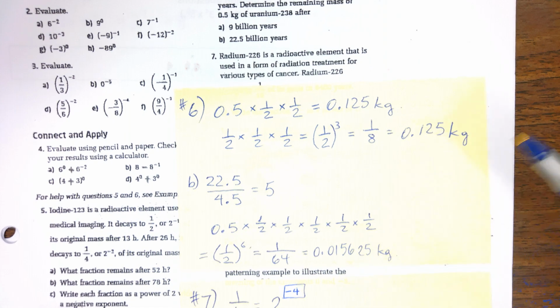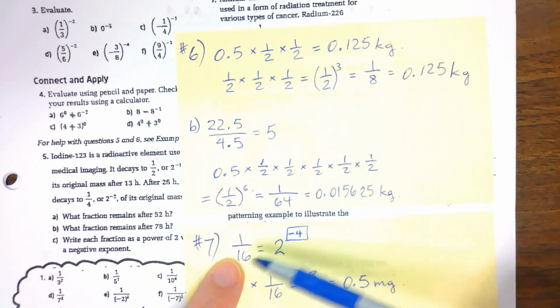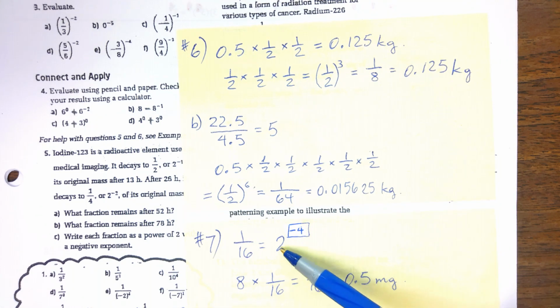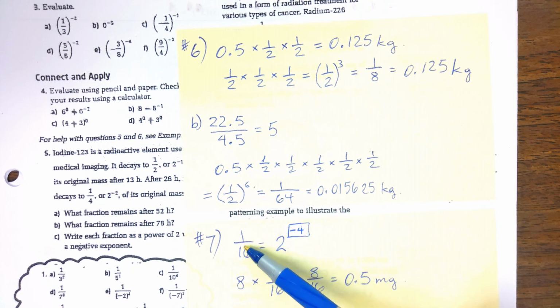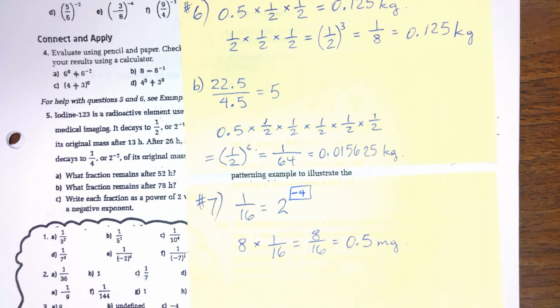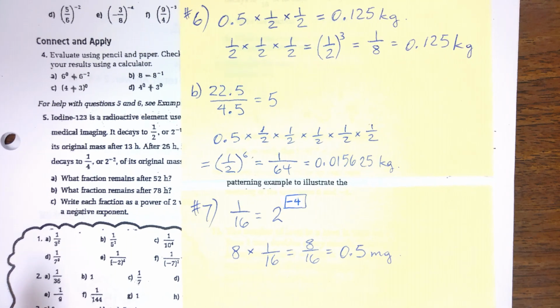Okay. And then number 7, it was saying 1 over 16 is the same as 2 to what power? So it's 2 to the negative 4. You know that 2 to the 4 gives you the 16, but because it's 1 over, that's why you have that negative. Okay. And then for part B, it was just 8 times 1 over 16. When you multiply, you just multiply the top, so you get 8 over 16, which is 0.5 milligram. All right, so that was the answers to number 6 and 7.